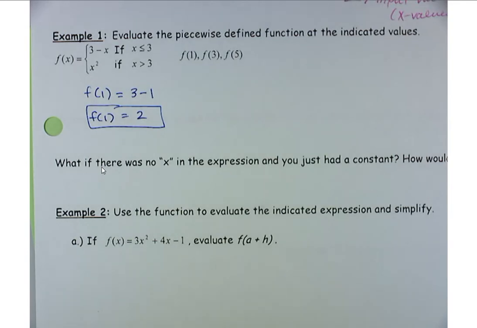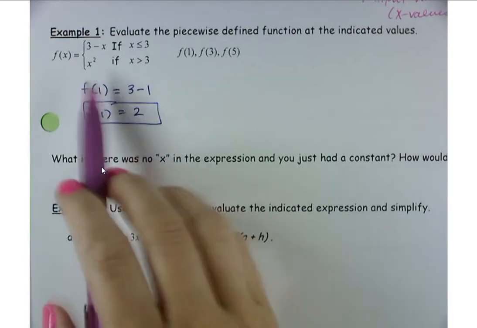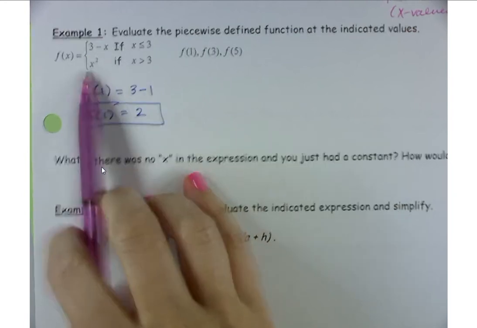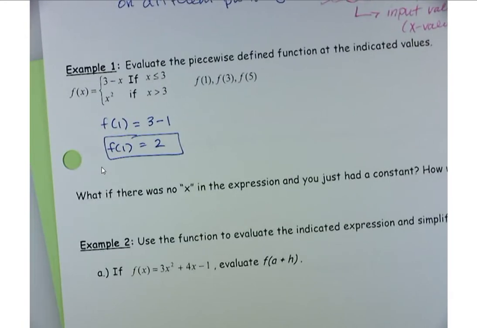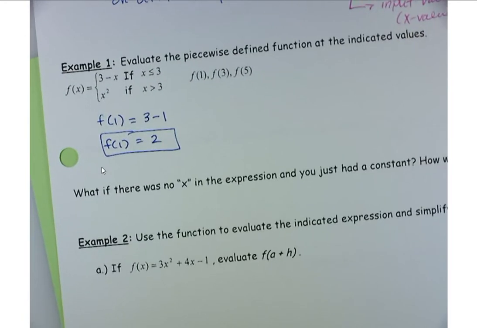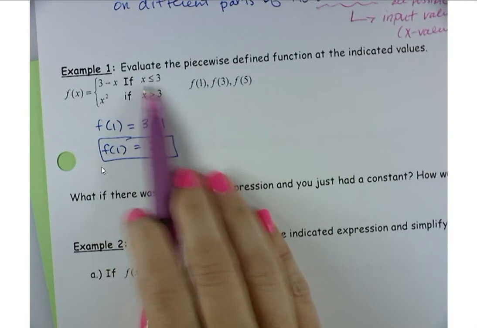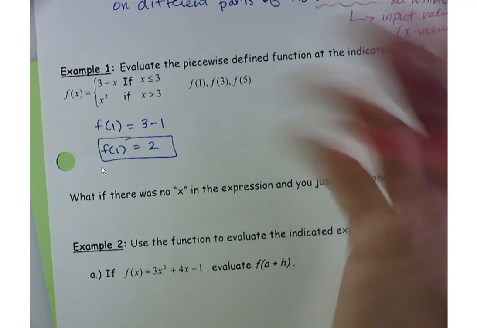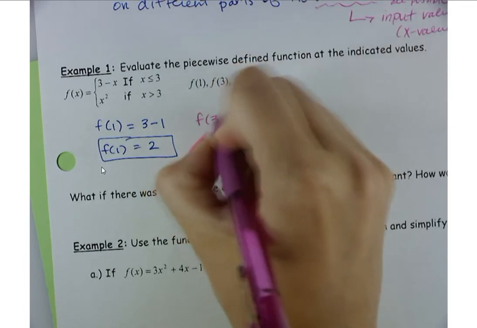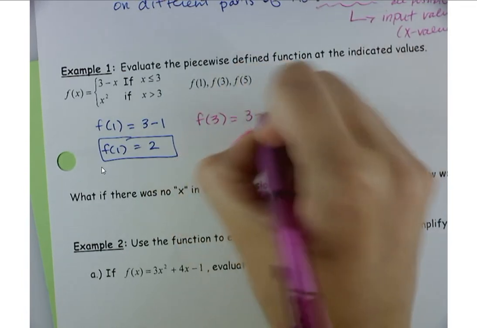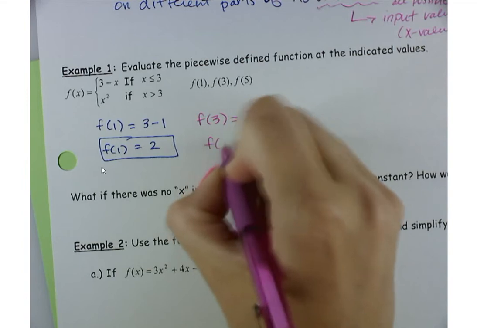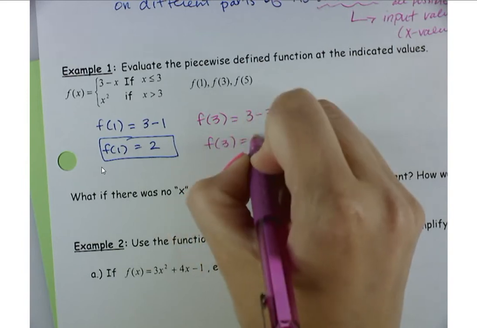Okay, so now we found f of 1, now we have to find f of 3. Okay, so Michaela, help me determine which equation I want to use. So do I want to use 3 minus x or x squared, and can you tell me why? 3 minus x because it's greater than or equal to. Good, okay, so 3 is greater than or equal to 3, so I have to use this 3 minus x again. So for f of 3, it's going to be 3 minus 3, so f of 3 is just equal to what? 0.